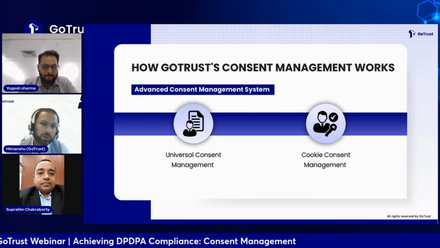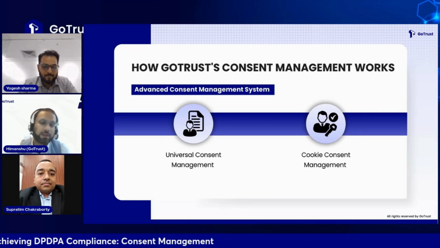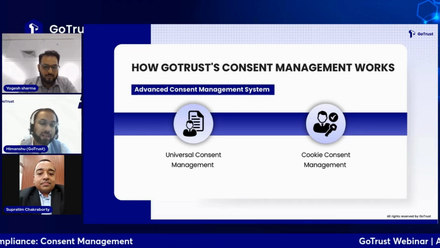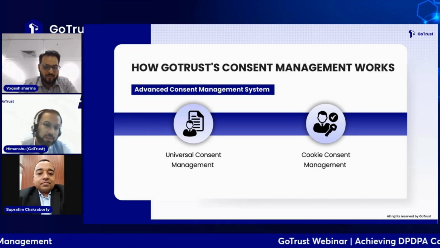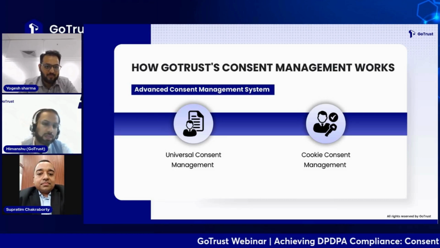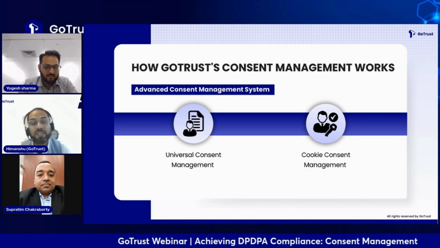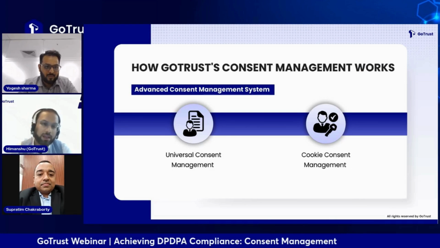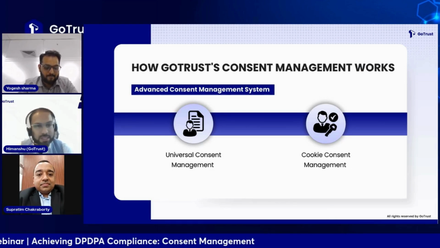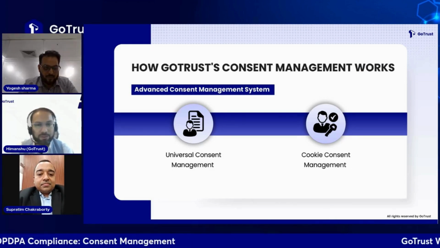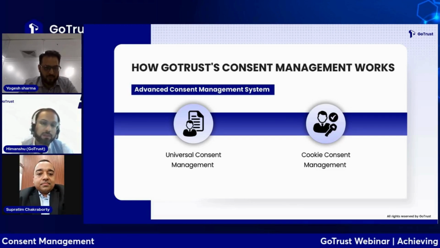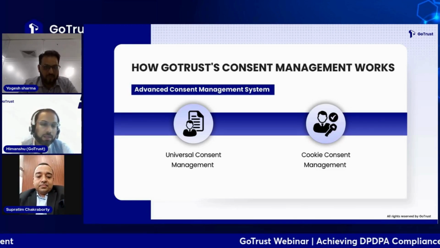With cookie consent, we know precisely what kind of information we can collect from the customer. When we talk about universal consent management, we know precisely what the customer's preferences are, for example whether we can send a marketing email or not. Those kinds of preferences we collect. So there are two different ways when we talk about consent.